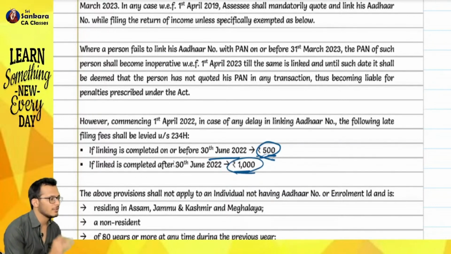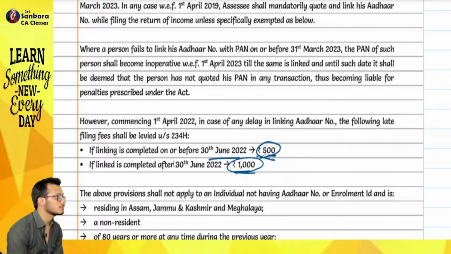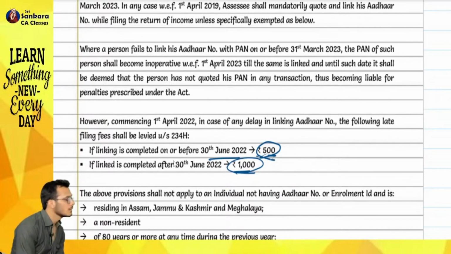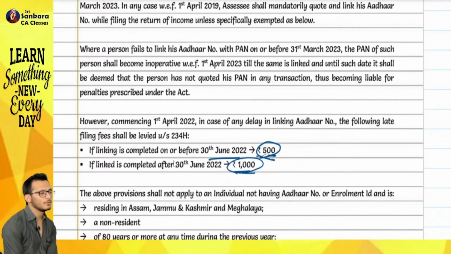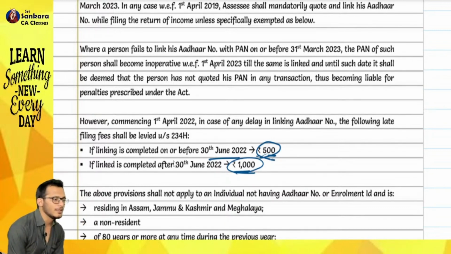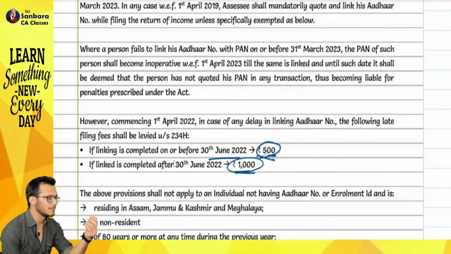Rahul, I did not link my PAN with Aadhaar. What will happen? Very good. The PAN will become inoperative. It will be assumed that you don't have a PAN number itself, meaning going forward, if you quote your PAN somewhere, it will be treated as invalid and you will be liable for the penalty or the interest or any other special provisions which are applicable on you.